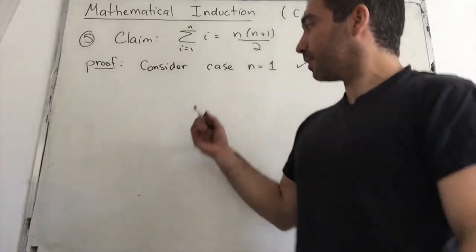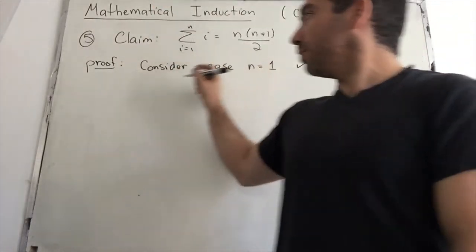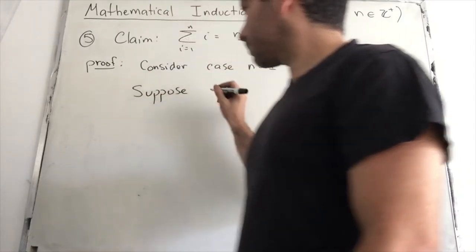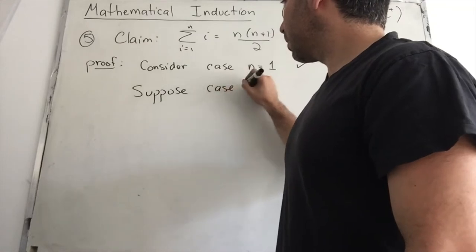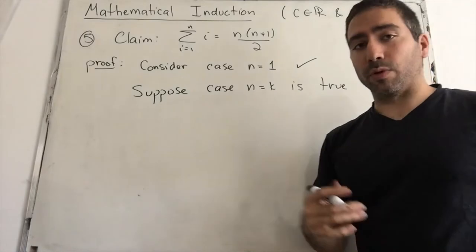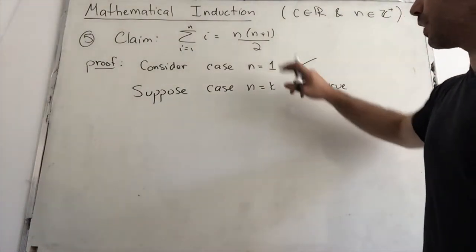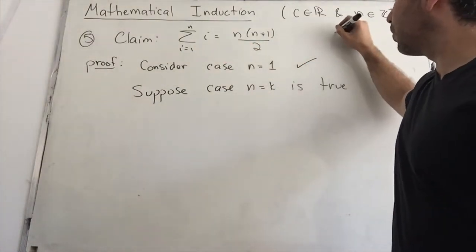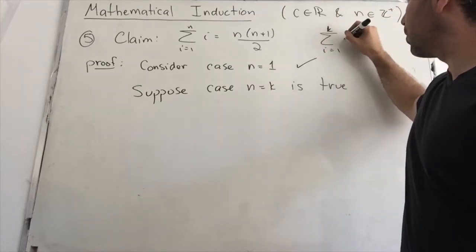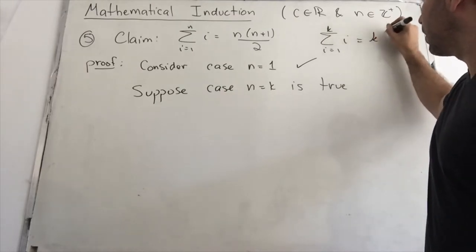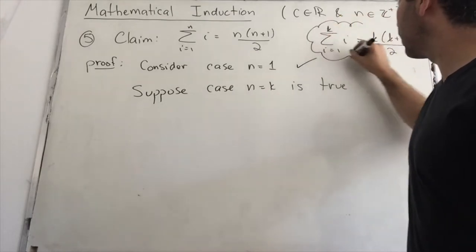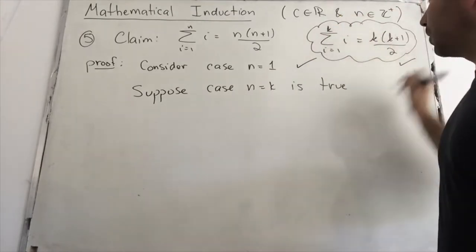So the inductive step, we assume this claim to be true. So suppose case n equals k is true. So what we're assuming is that the case n equals k is true. So we have the sum of i from i equals 1 to k. I'm just going to substitute my i's with k's, is equal to k times k plus 1 over 2. So we know this. We're assuming this to be true.